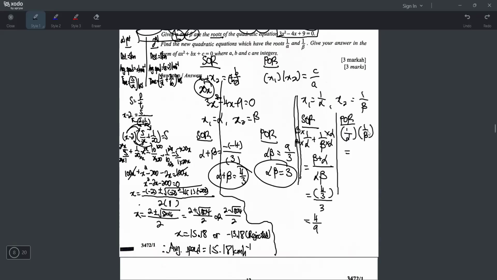All right, what is 1 over alpha times 1 over beta? Just take top times top, bottom times bottom. So 1 times 1 is 1, alpha beta is like this. So it becomes 1 over alpha beta, just substitute 3. Okay, now you have your sum, you have your product. Now you can form your equation.